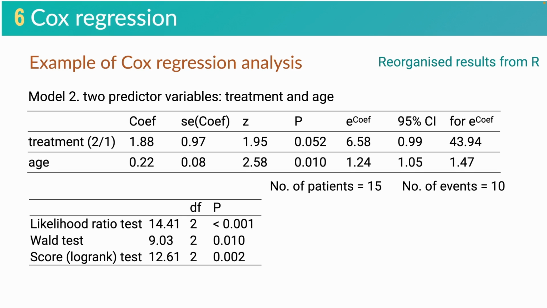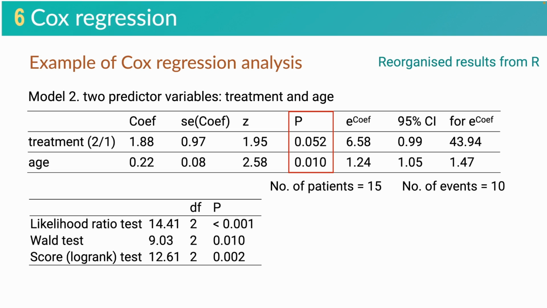This model has two predictor variables, treatment and age. The second table shows all three tests are significant, so the model is significant. However, the p-value of the treatment is 0.052. It is not significant. While the age shows a significant effect on the hazard ratio.